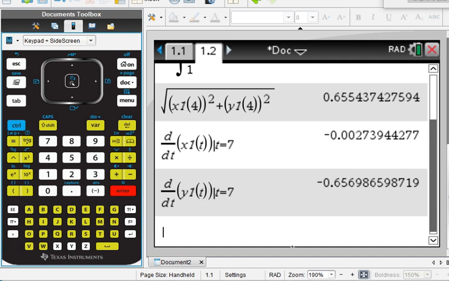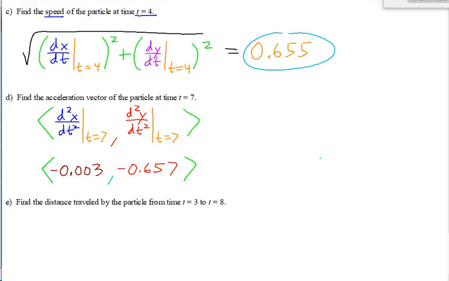Alright, and let's look at the last part of this one. It says find the distance traveled. Sometimes it says the length of the path, distance traveled. Either way, it's the same format from 3 to 8. So whenever you want the total distance, you're integrating speed. So in this case, the integral would be from 3 to 8.